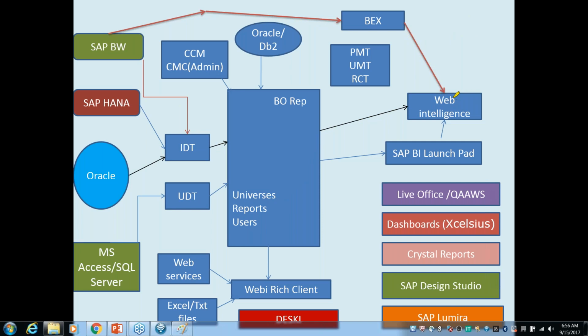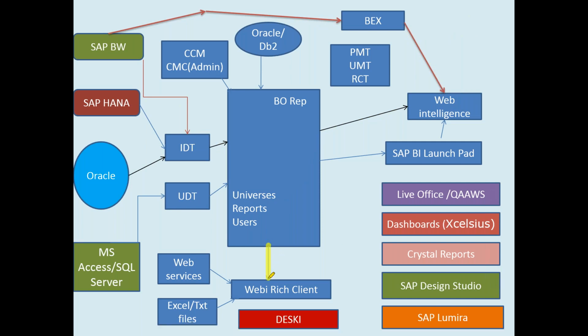Okay. Apart from the web intelligence reporting tool, we are also covering the rich client reporting. So all the other tools which can access the universes, how we can connect to the universes. Similarly, dashboards, crystal reports, Design Studio, Lumira, and rich client tools can also access them. But with the Webi rich client tool, you can develop a report by connecting to Excel and text files. If the data is available in an Excel sheet or in text files, you can directly access the CSV files or Excel sheets and develop Webi rich client reports.